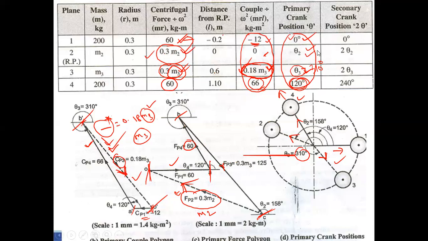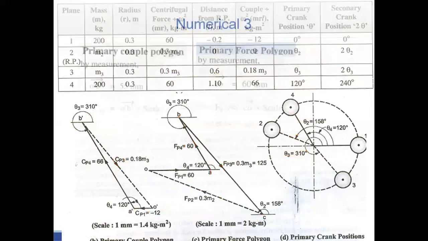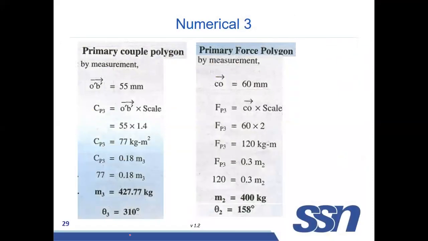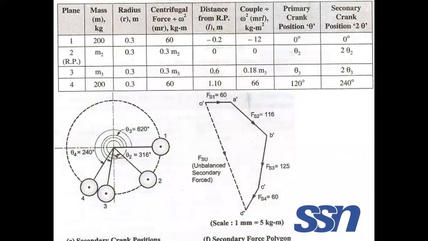Now we can draw the secondary force polygon to calculate the secondary force. Here the value of M3 is equal to 427.7 kg. M2 is equal to 400 kg. Directions are 310 degree and 158 degree. Now the same table. We know the M2 value, substitute. M3 value, substitute. Theta 2 value, substitute. Theta 3 value, substitute.